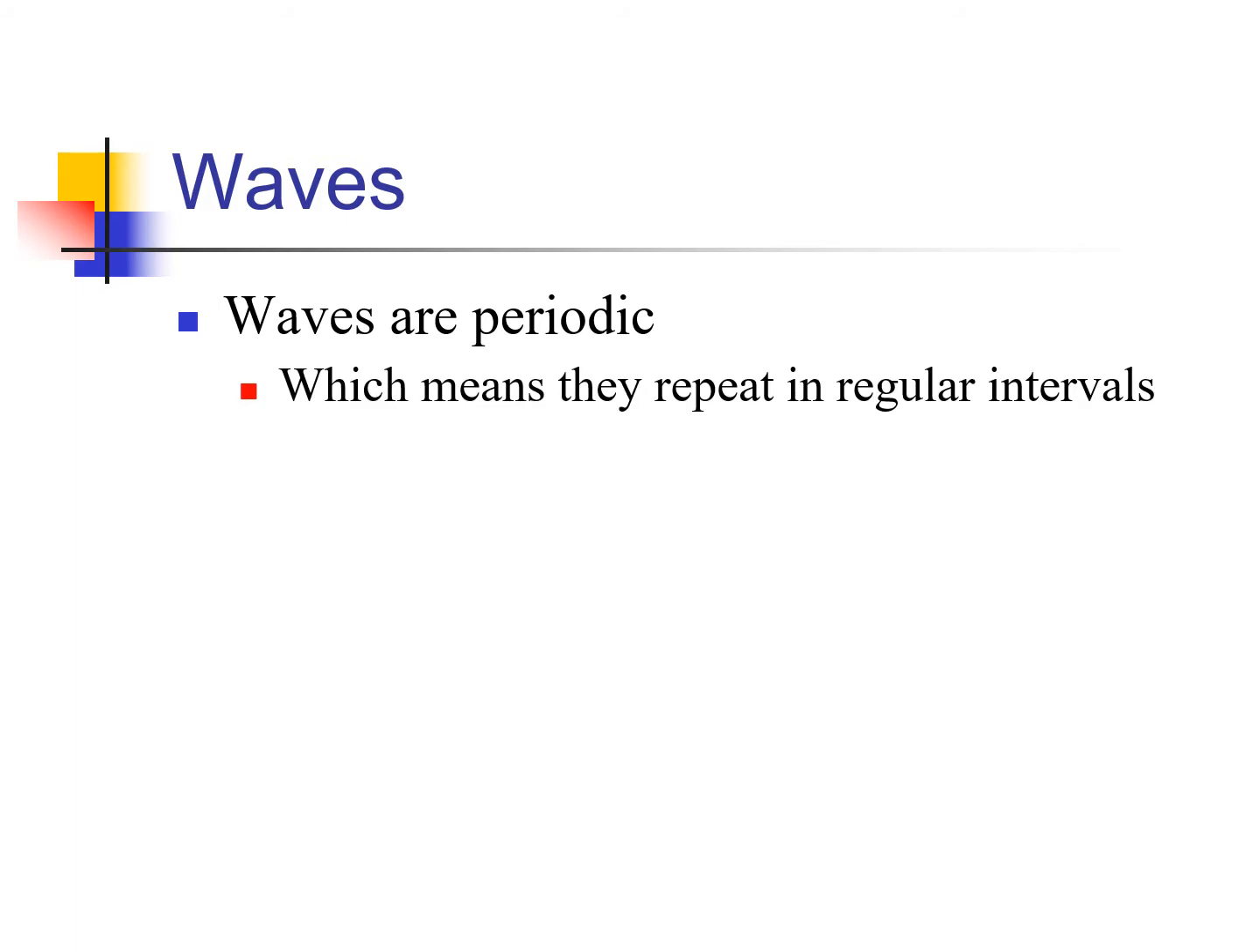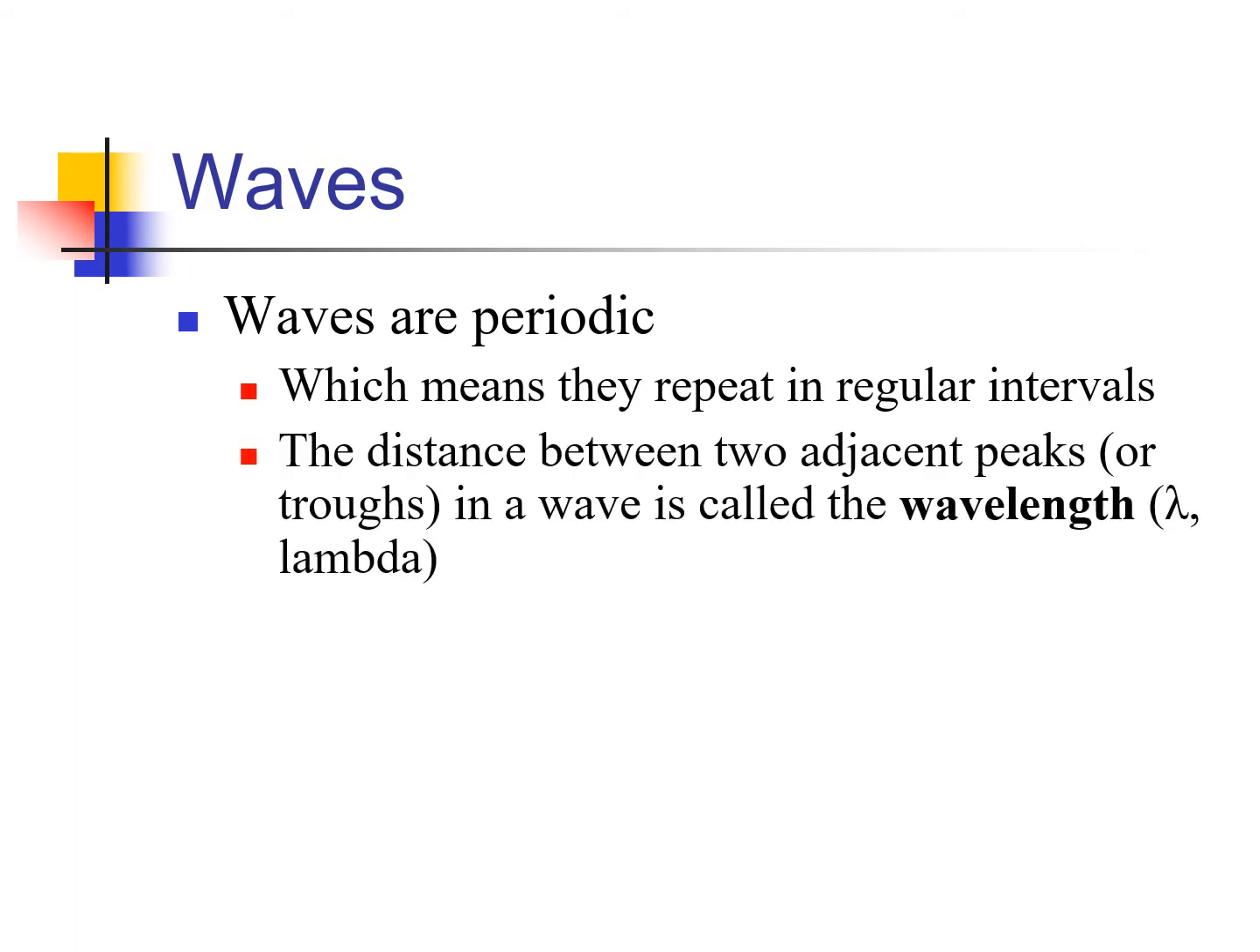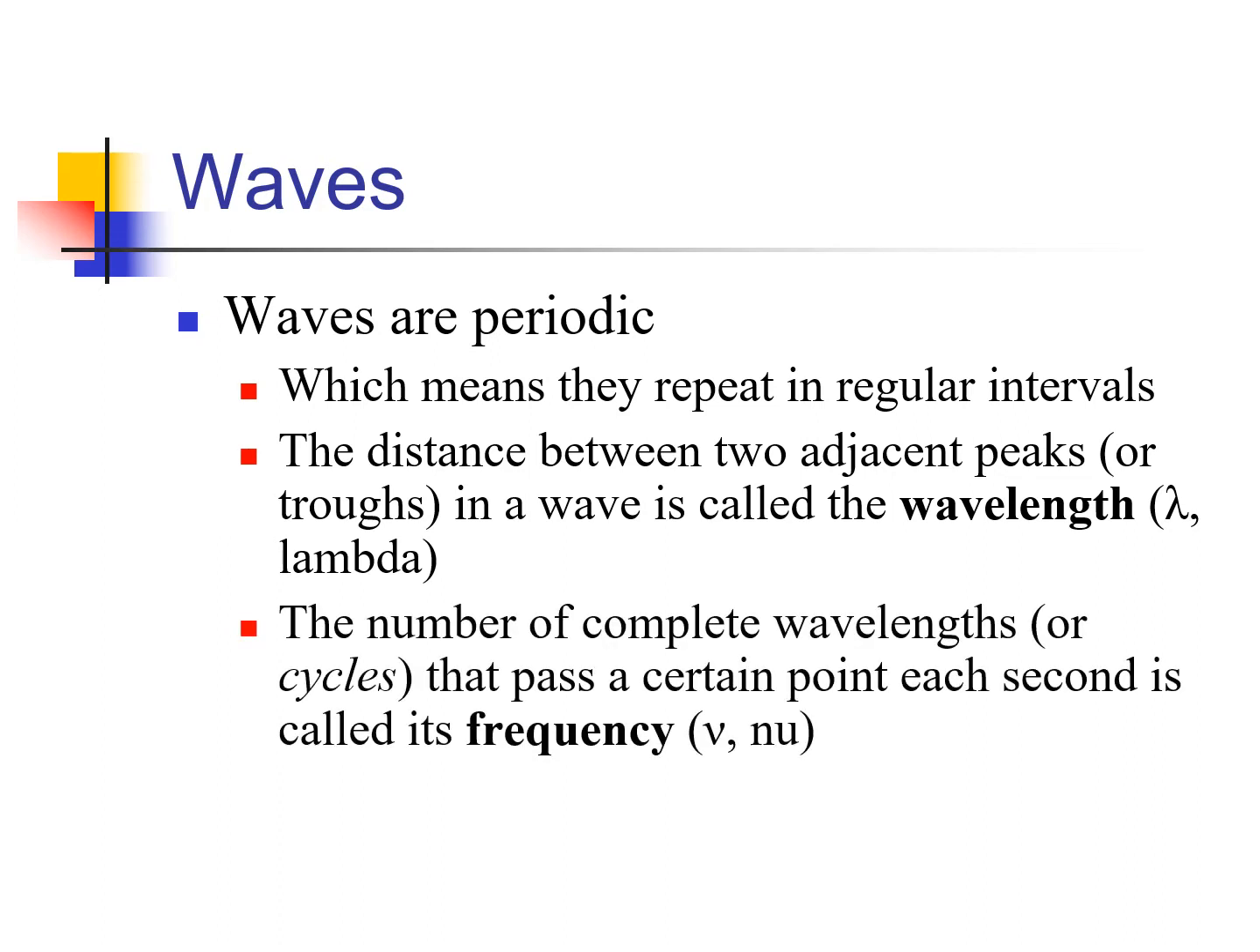So waves are periodic, which means they regularly repeat. The distance between two equivalent parts of a wave we call a wavelength, shown by that lambda there. And the number of complete wavelengths or cycles that passes a given point each second is called its frequency, or nu.